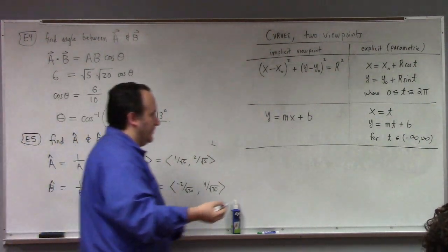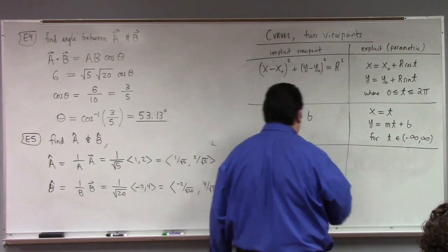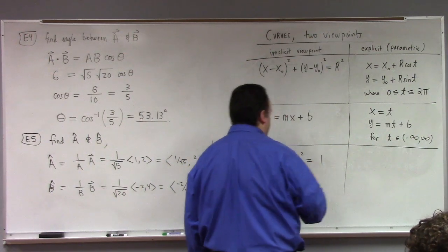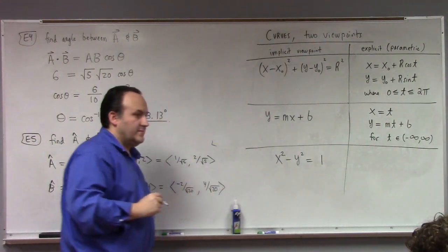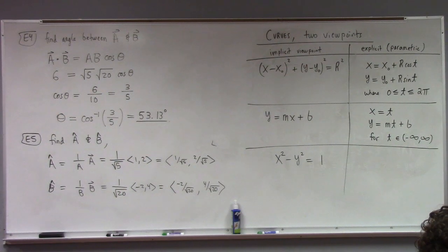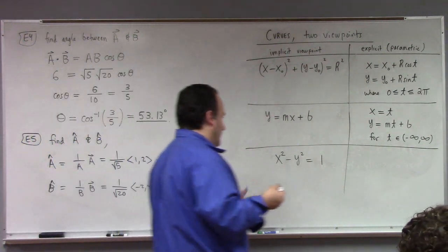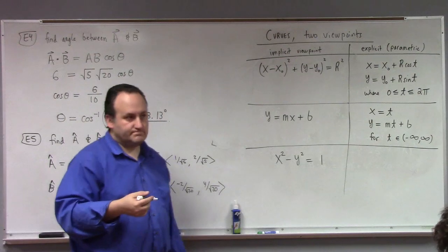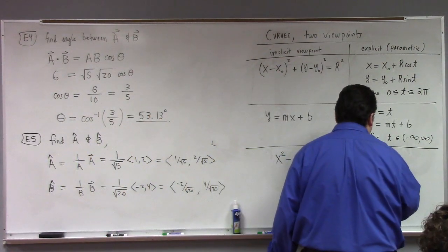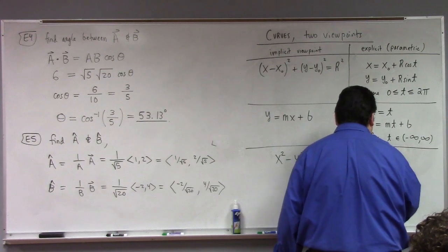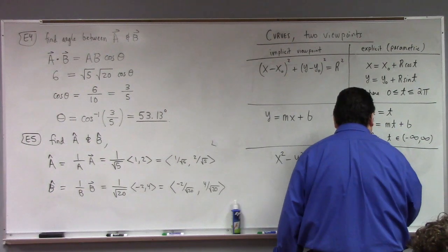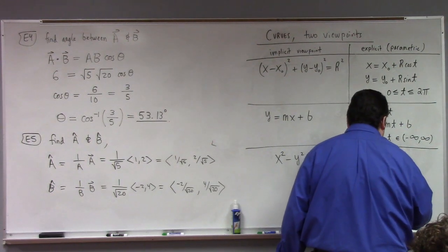Another viewpoint, another example. x squared minus y squared equals 1. Do you guys know what this is? This is a hyperbola, right? What is the parameterization of a hyperbola? Well, we could do this. x equals hyperbolic cosine of t, y equals hyperbolic sine of t, and here t is any real number.